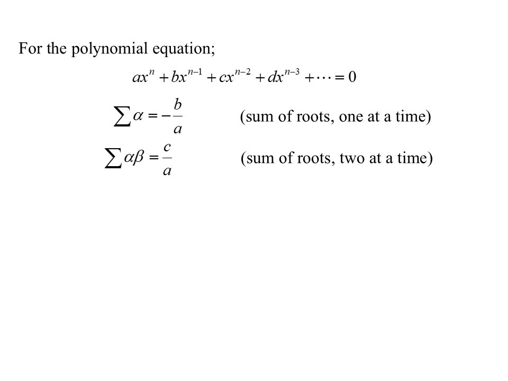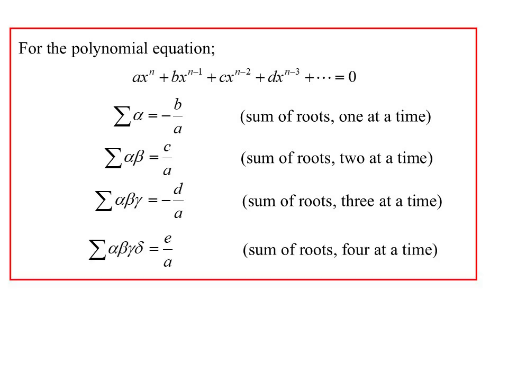That will always be c on a. 3 at a time will always be minus d on a. 4 at a time will always be e on a. And this pattern will keep going.